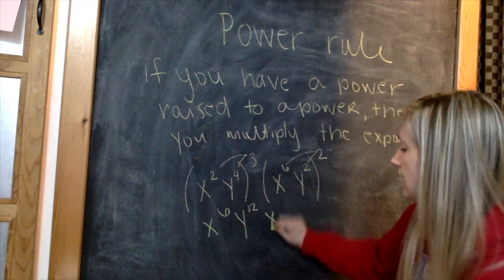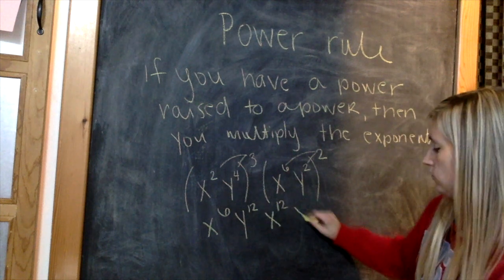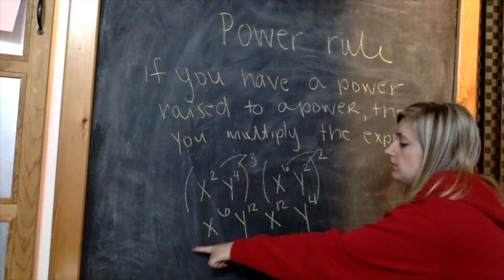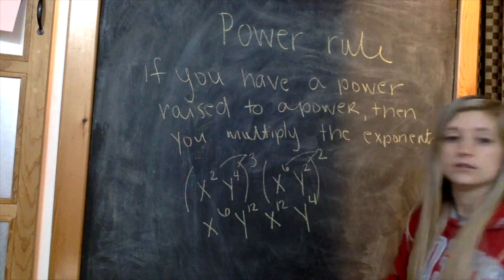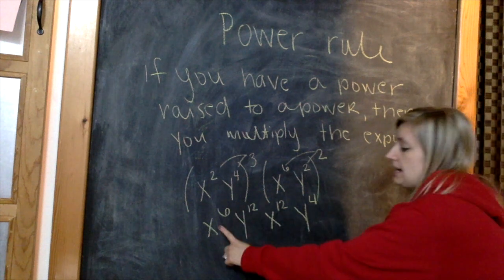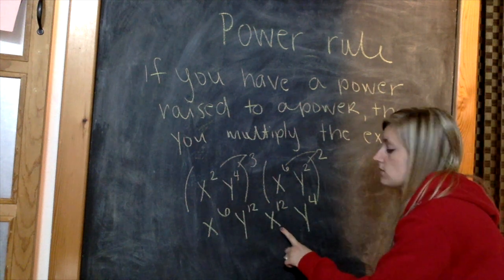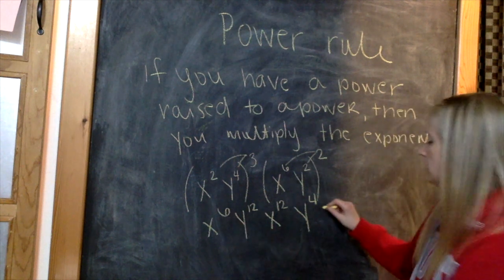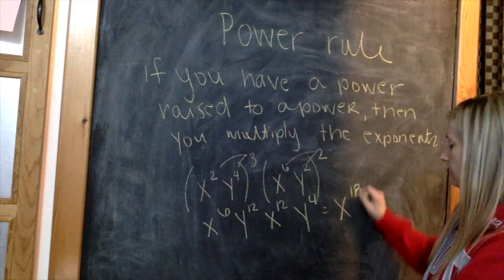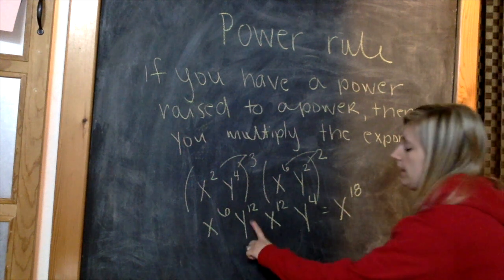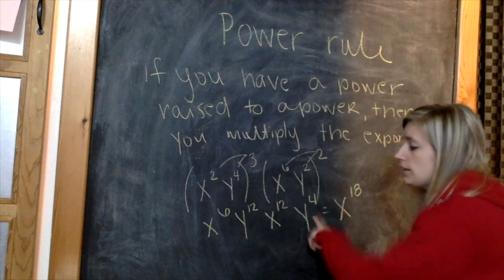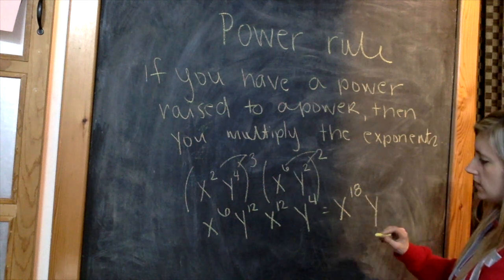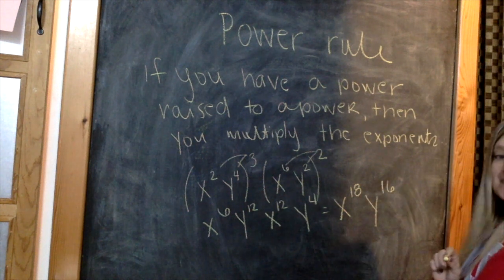So I have x to the 12th and y to the 4th, because 2 times 2 is 4. Okay, so now here, we're stuck with the product. So I have x to the 6th times x to the 12th. We're multiplying like bases, so that means we're going to add those together. So I have 12 and 6, so this is x to the 18th. And then I have y to the 12th times y to the 4th. So that's like I have 12 here, and I have 4 more. So I have y to the 16th, okay?